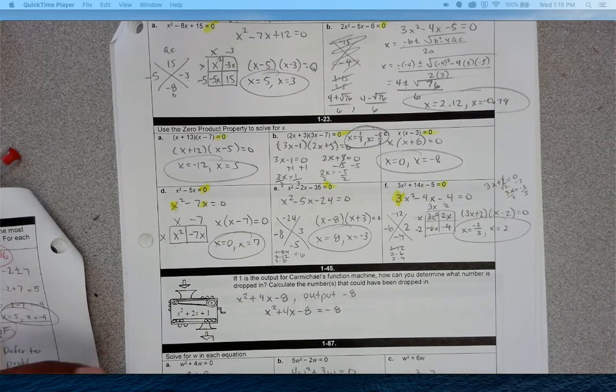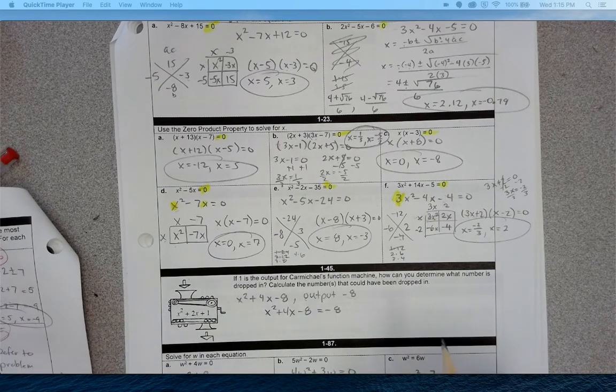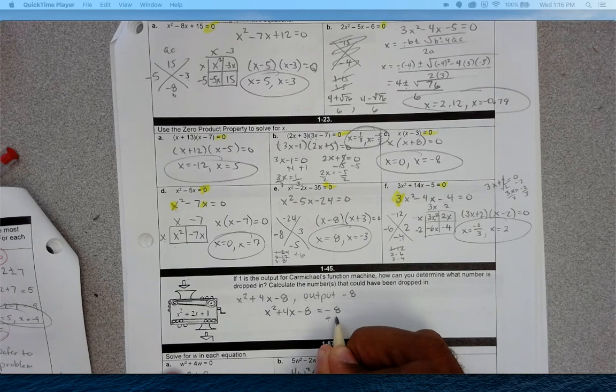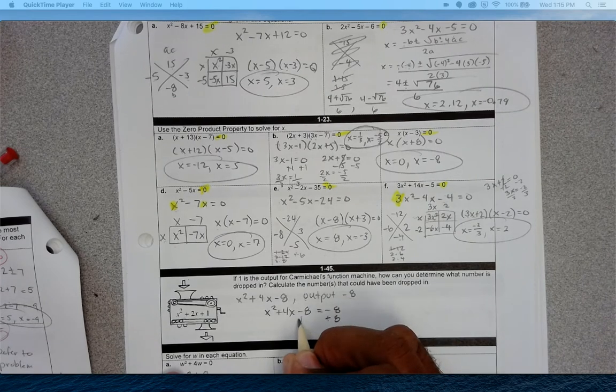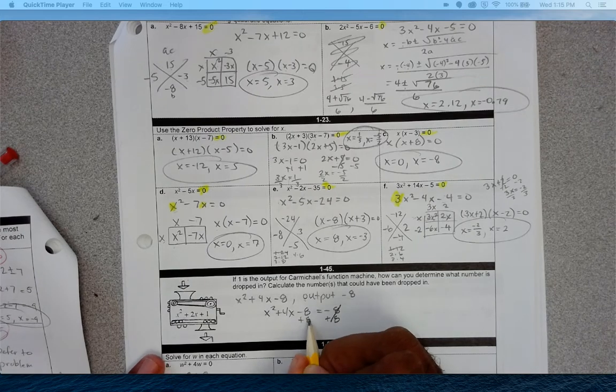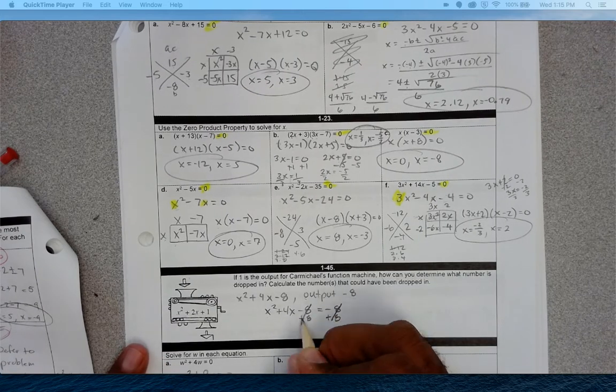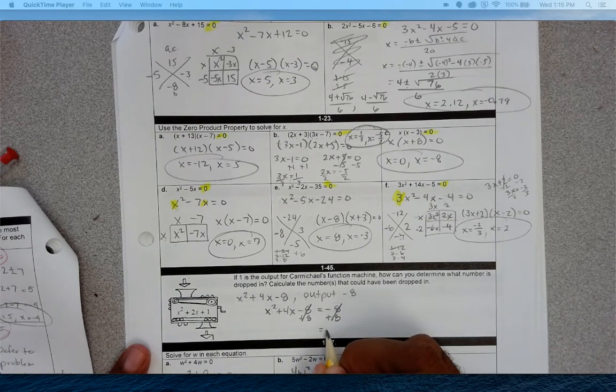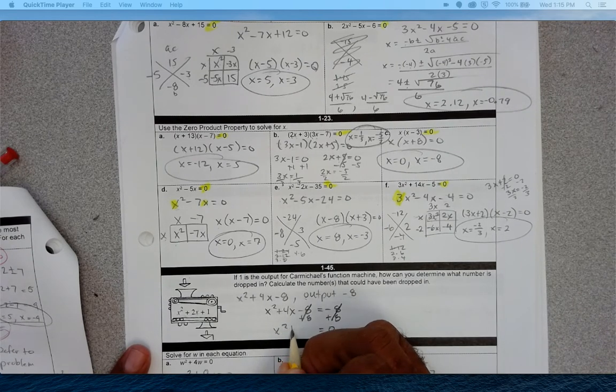So if I have to have them all equal to 0, it means I need to make this equal to 0 by adding 8 to both sides. So that cancels and becomes 0. And notice that that's also negative 8, and an 8 will also cancel. So then I end up with 0 over here, and x squared plus 4x here.